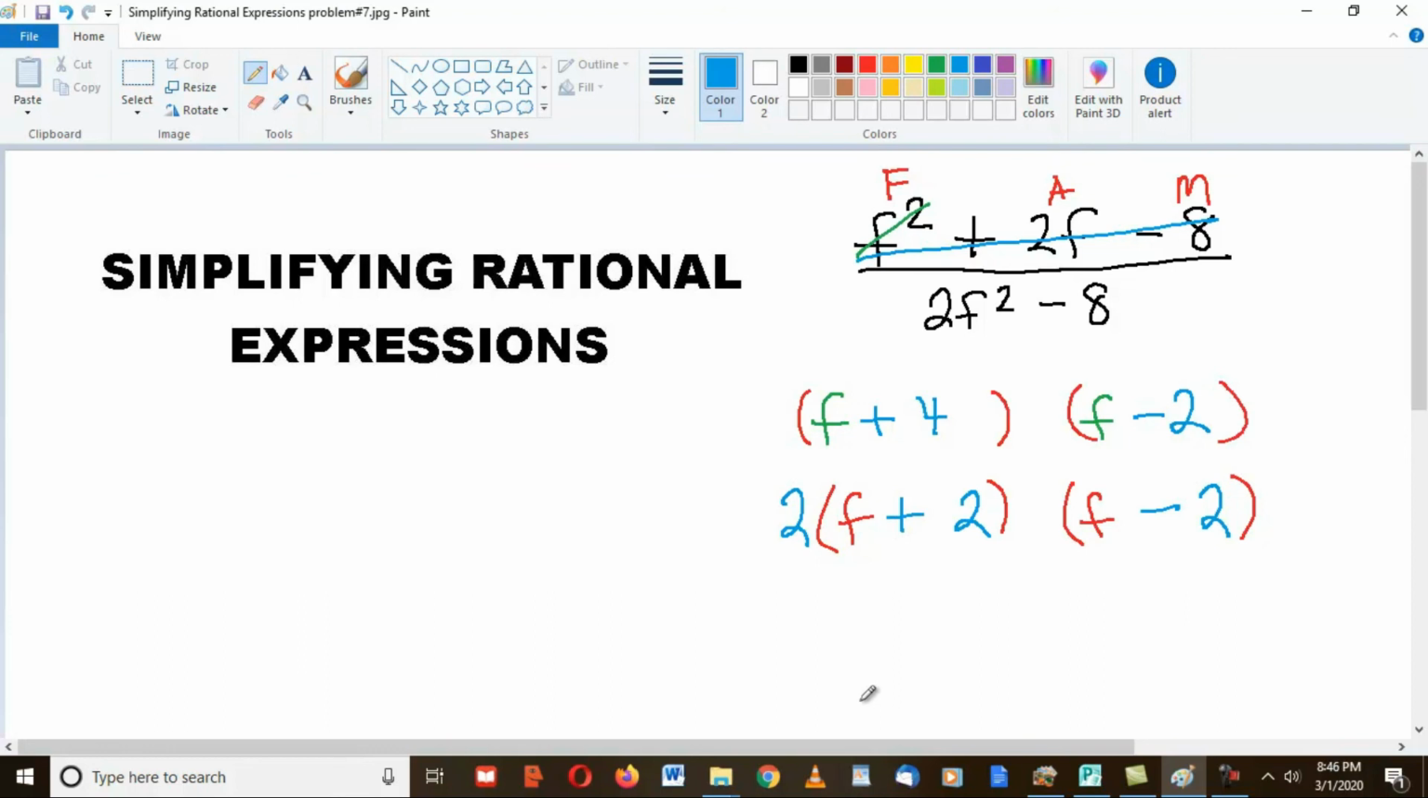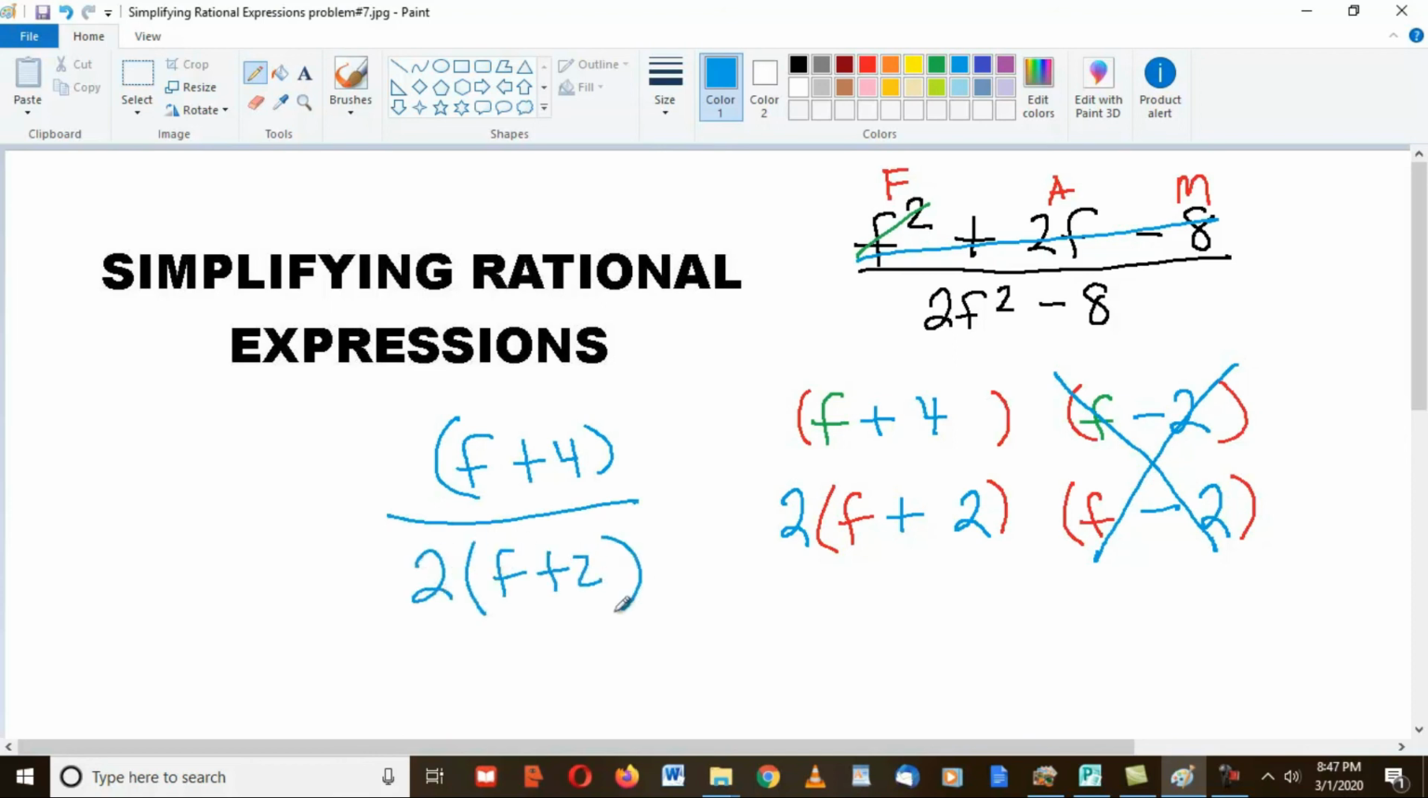Alright, are there any duplicates that we can get rid of in the numerator and denominator? Yes, right here we can get rid of these f minus 2's. And what do we have left? We have f plus 4 divided by 2f plus 2, and that will be our final answer. Give yourselves a round of applause. Good job.